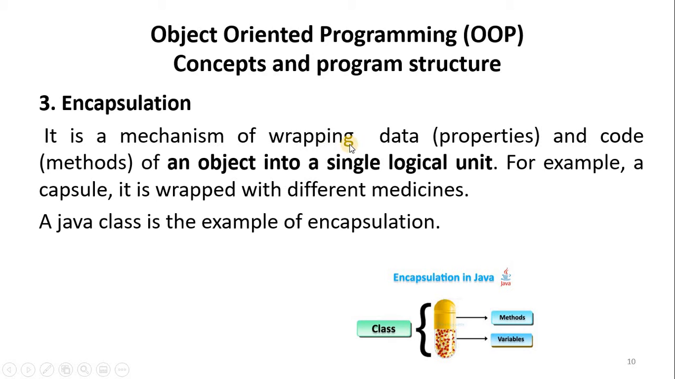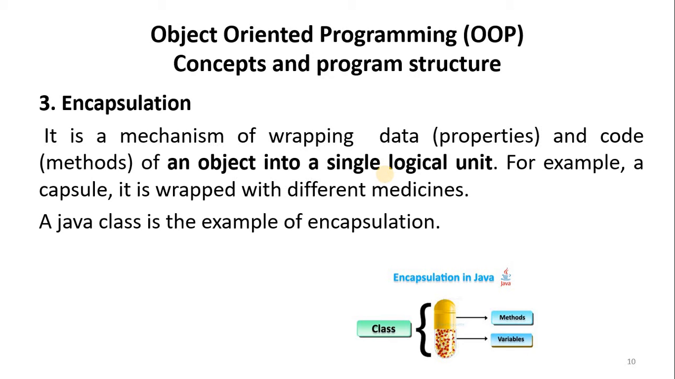Just wrapping data and code into a single unit. We are going to combine the data into a single unit for our purpose. The data is nothing but our properties, and the code is nothing but the methods or behavior. We are going to put them in a single unit. The single unit is called encapsulation.